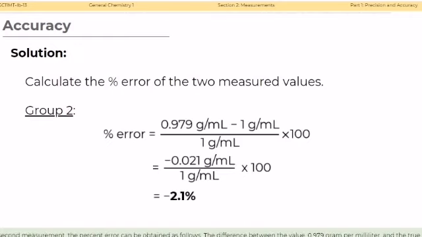For the second measurement, the percent error can be obtained as follows. The difference between the value 0.979 gram per milliliter and the true value of 1 gram per milliliter is negative 0.021 gram per milliliter. Dividing this answer by the true value, then multiplying by 100, we get negative 2.1%.